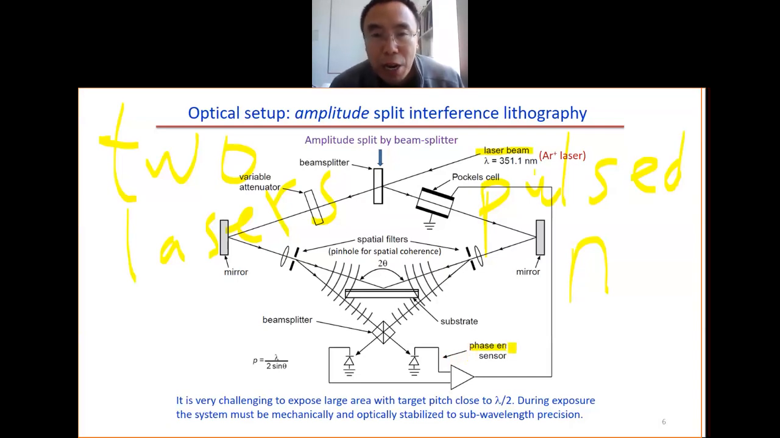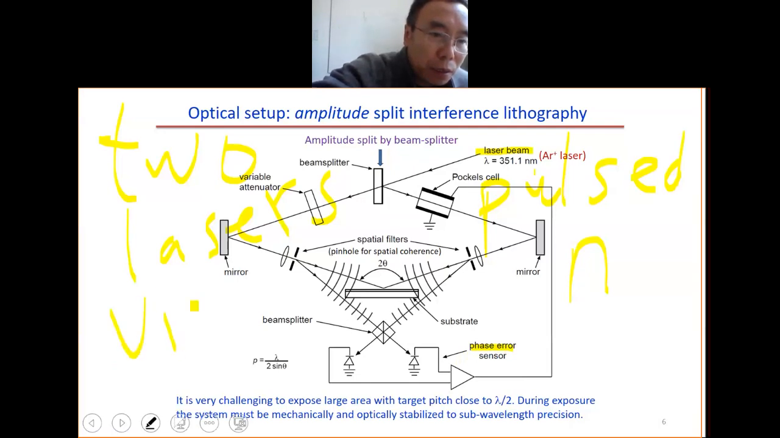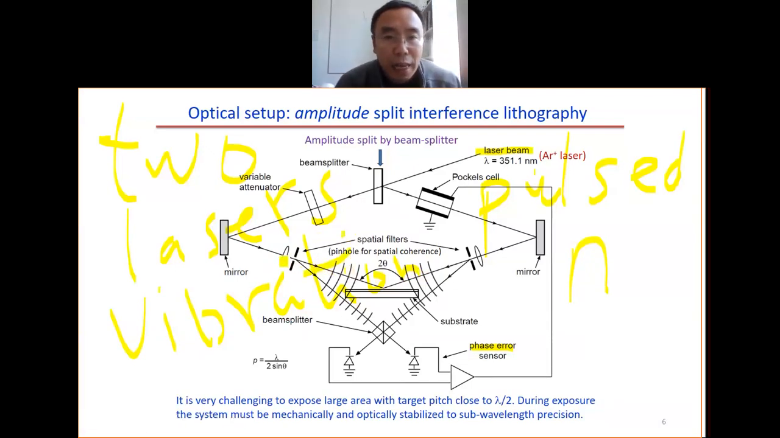So where does the phase error come from? This phase error comes from vibration. We know that even a tiny vibration can cause a big phase change, because we need the vibration, the noise, to be smaller than lambda over 2. Otherwise, you will not form a periodic pattern, because they will average out.